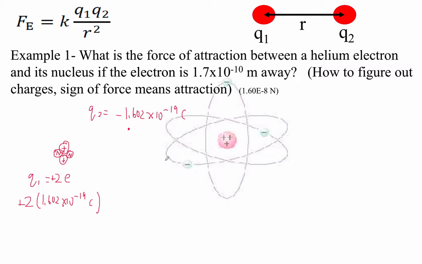So now we can use our little formula, right? F is equal to k Q1 Q2 over r squared.